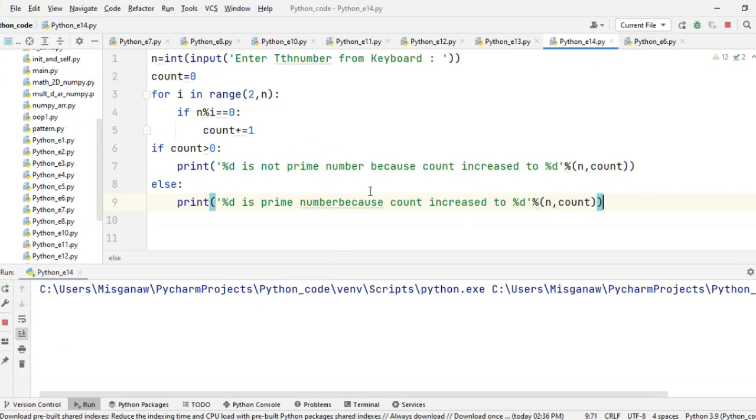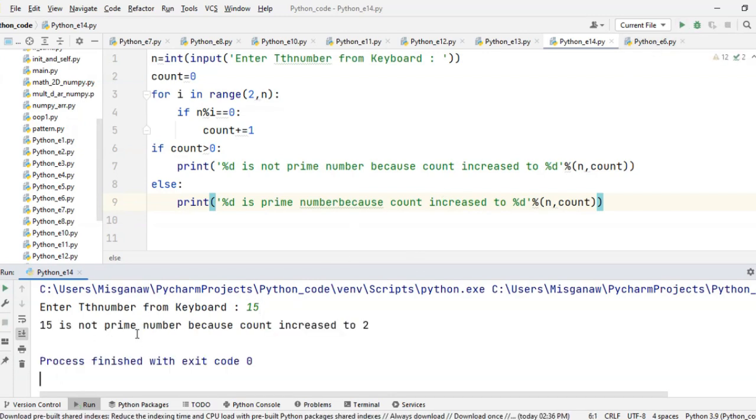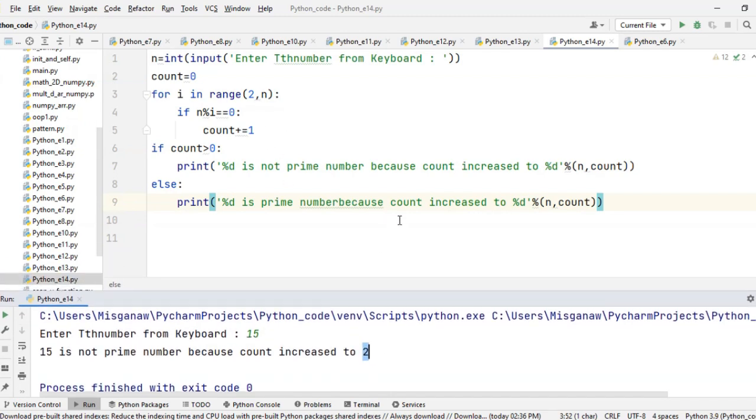Okay, let me run. 15. Enter. Yeah, count increased to 2. The count will increment 2 times. So far, this is good, I think.